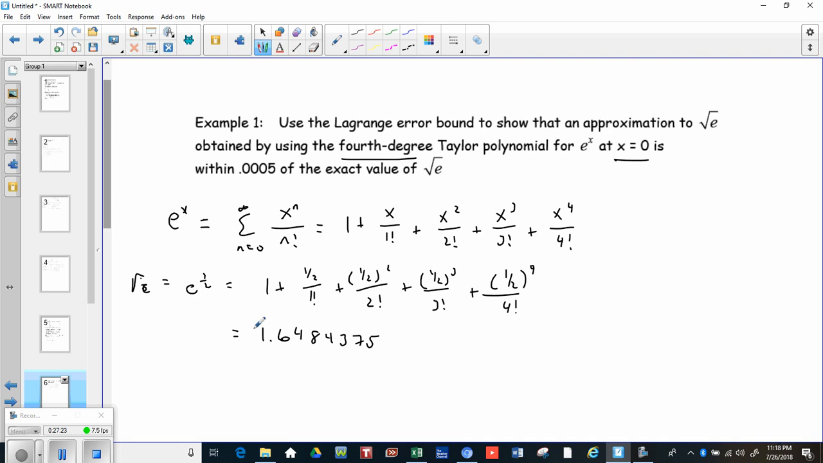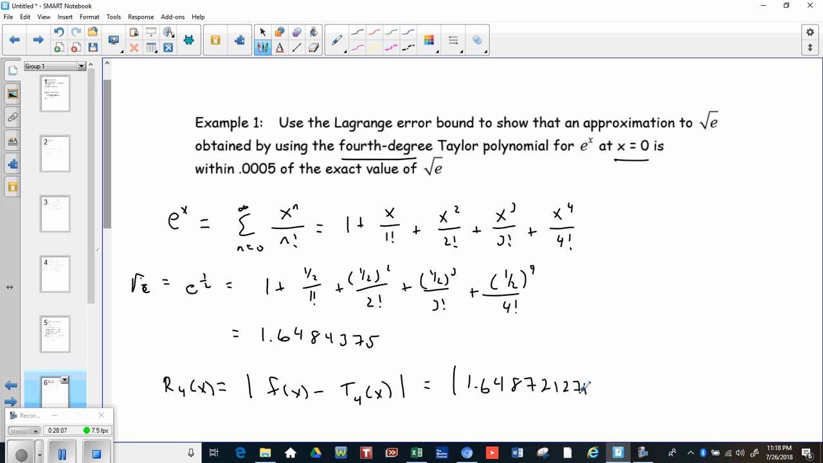This is what we get from approximating the value of square root of e using a fourth degree Taylor polynomial. The remainder is going to be the actual value minus whatever our approximation is. And we're going to do an absolute value on this because I don't care if it's positive or negative. The actual value, well, we can plug it into a calculator. We're just going to plug square root of e in, and what I get is 1.648721271.